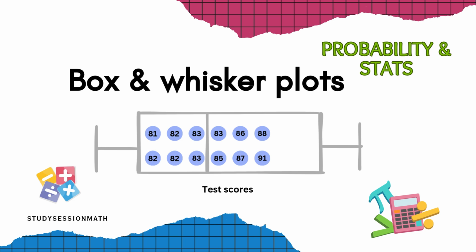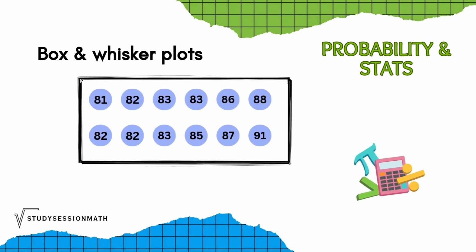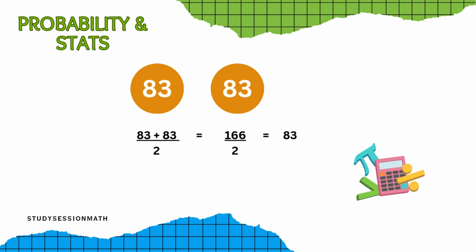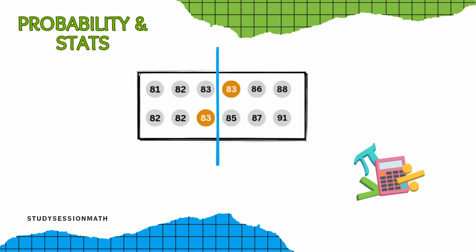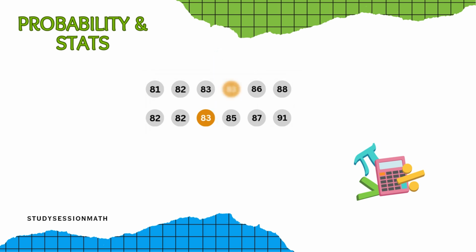Box and whisker plots are graphs that group and display data within a box. The data needs to be split in half. This is done by finding the median. Remember, the median is the middle number. If there are two middle numbers, you will need to add them together and divide by 2 to get the median. In a regular box, this data will appear to be evenly split down the middle of the box.